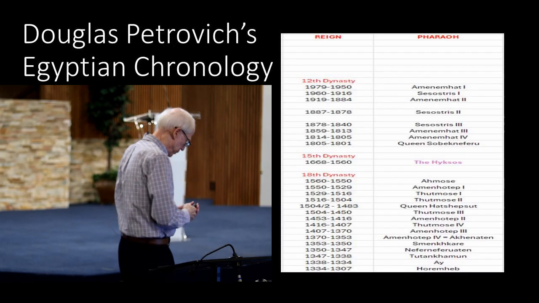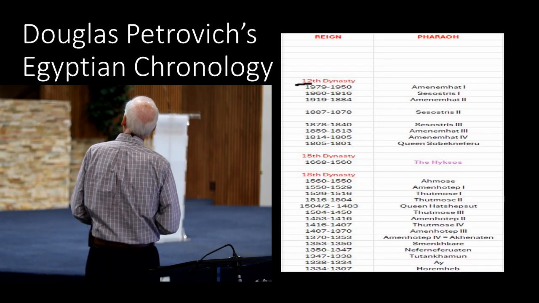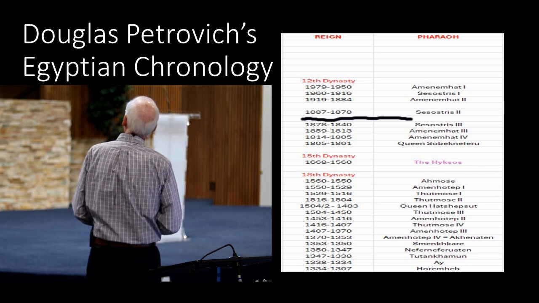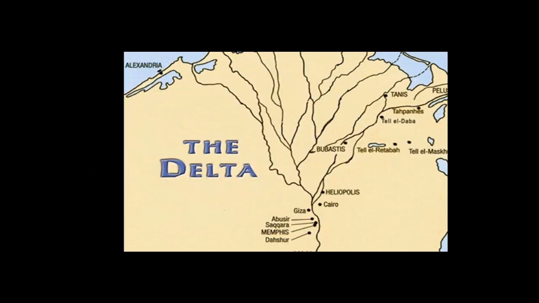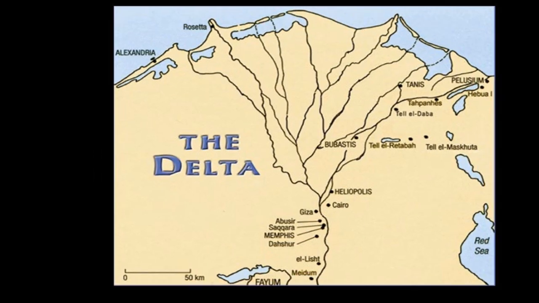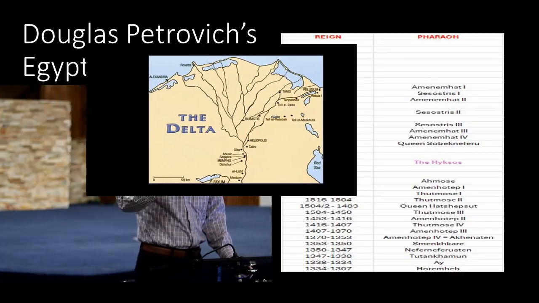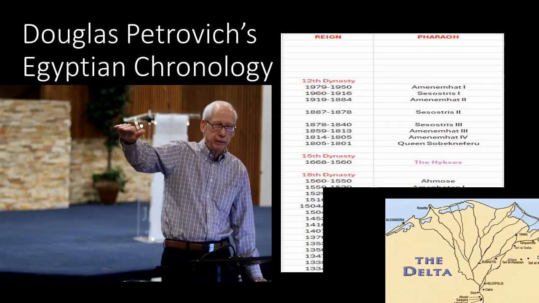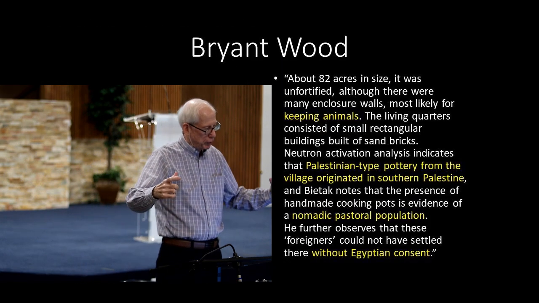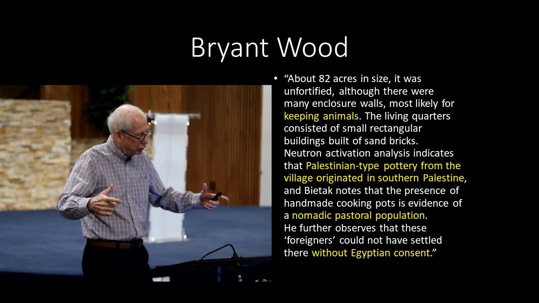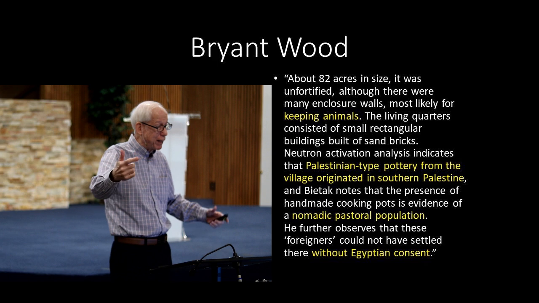Just to remind you, here is Dynasty 12. They come in here in 1876 and then expand. They all recognize that Asiatics from the Levant, from Canaan, came here and then remained for centuries. So right here at Tel El Daba, the archaeologist Bryant Wood says of the 19th century BC settlement that it was about 82 acres in size. It was unfortified, although there were many enclosure walls, most likely for keeping animals.